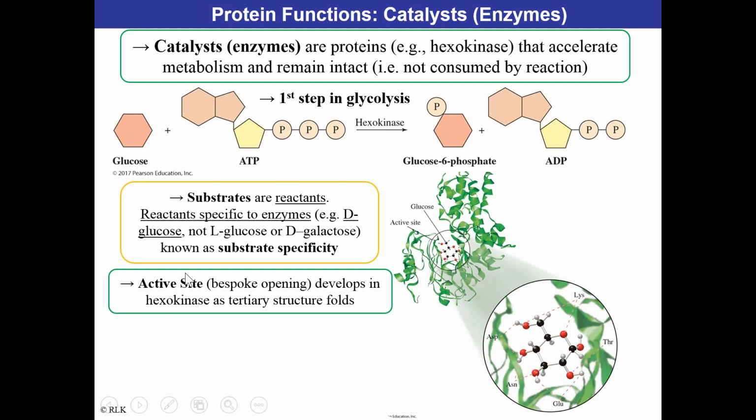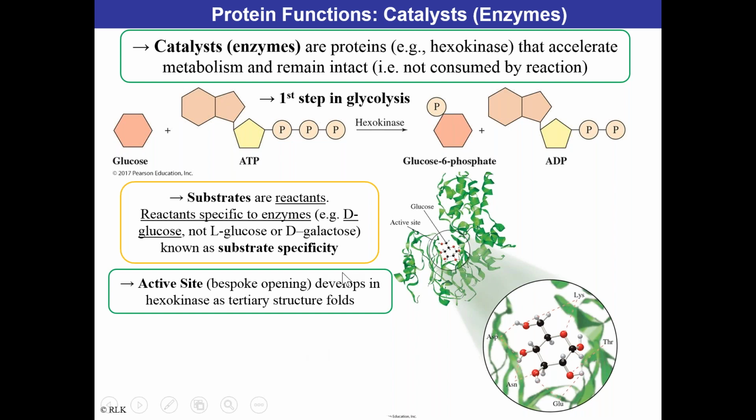But here's the interesting part, right? Reactants can be specific to enzymes. For instance, the D-glucose, not the L-glucose or D-galactose, is going to be able to respond with hexokinase. Okay, so this is known as substrate specificity. So if certain substrates are going to be reacting with certain enzymes, then I call this, with respect to an active site, which is going to be like a bespoke opening. It's almost like a glove that's going to fit perfectly in that hand.